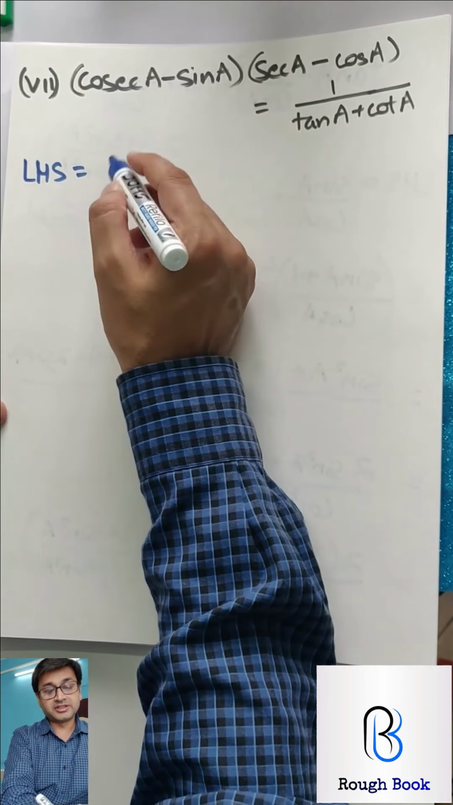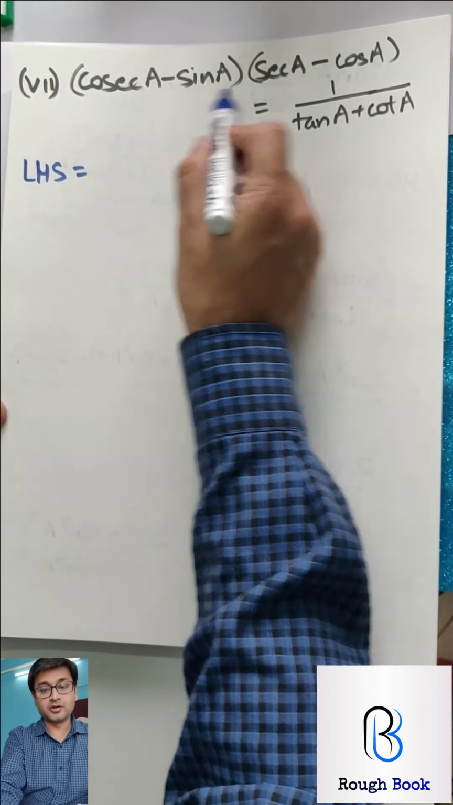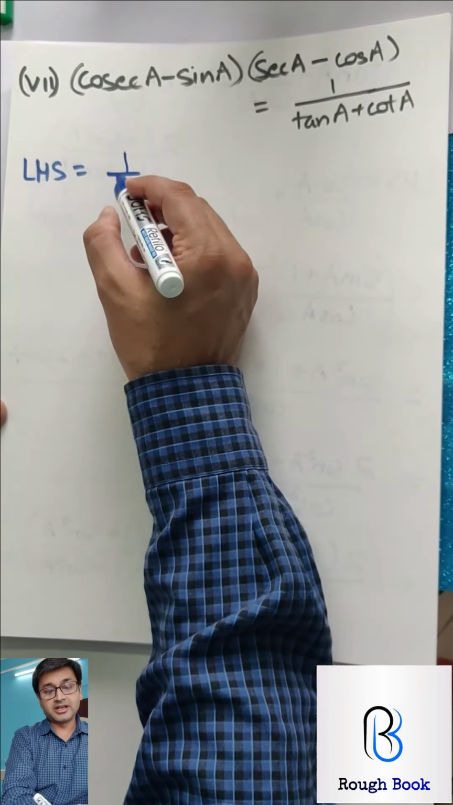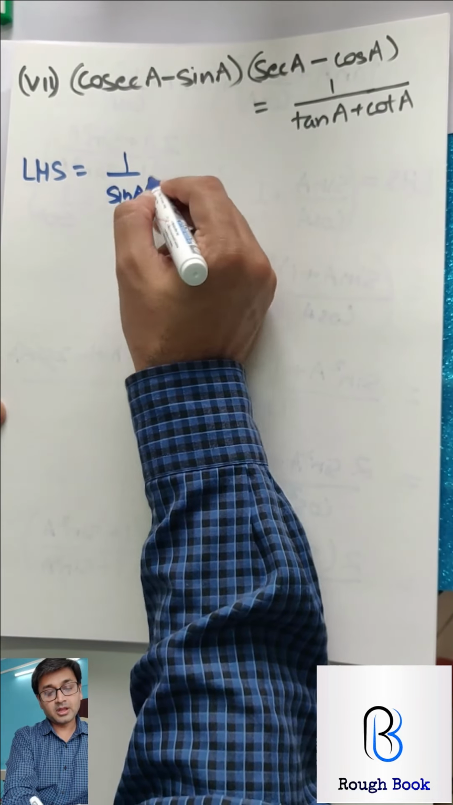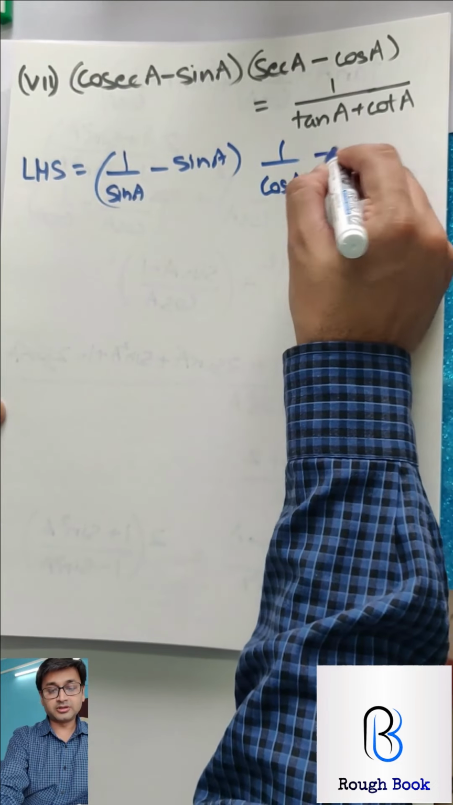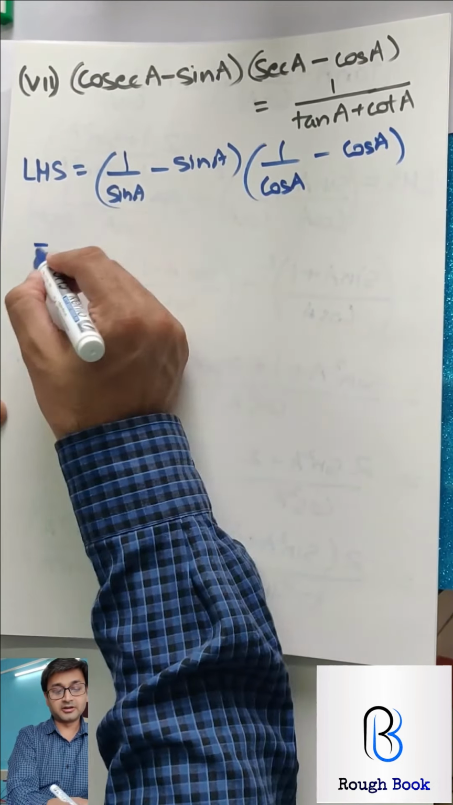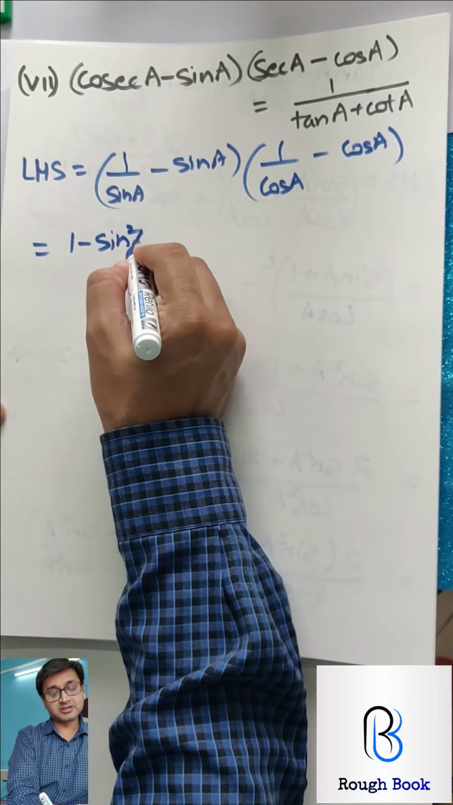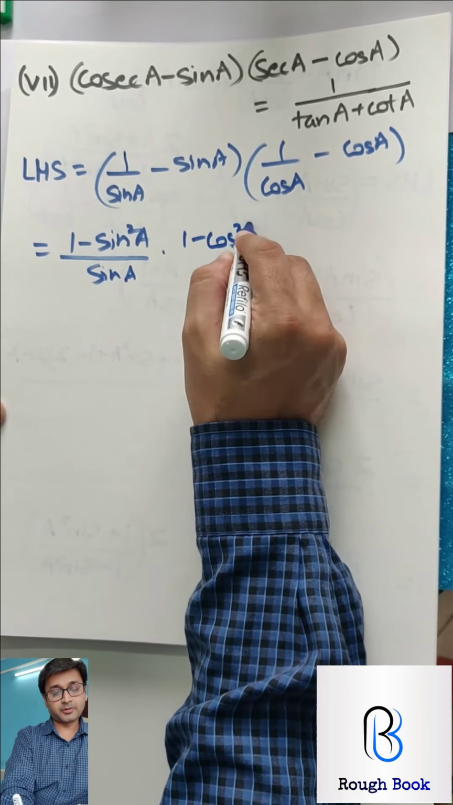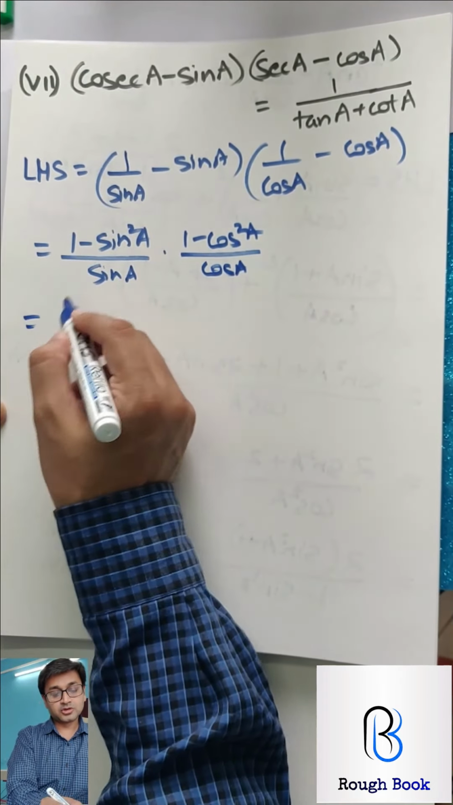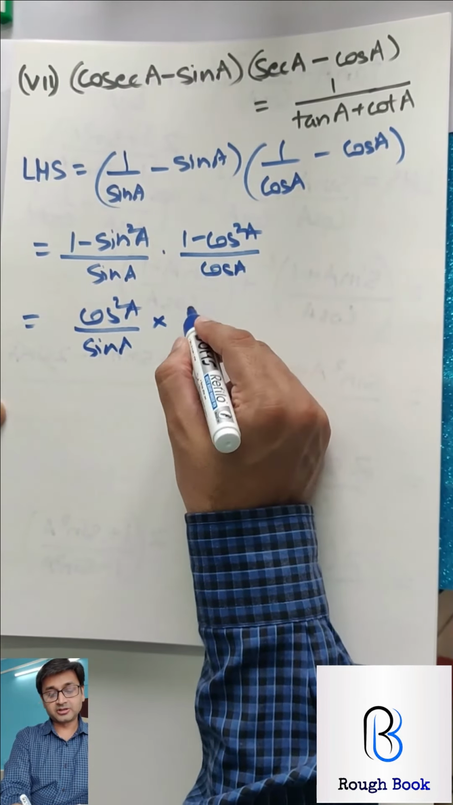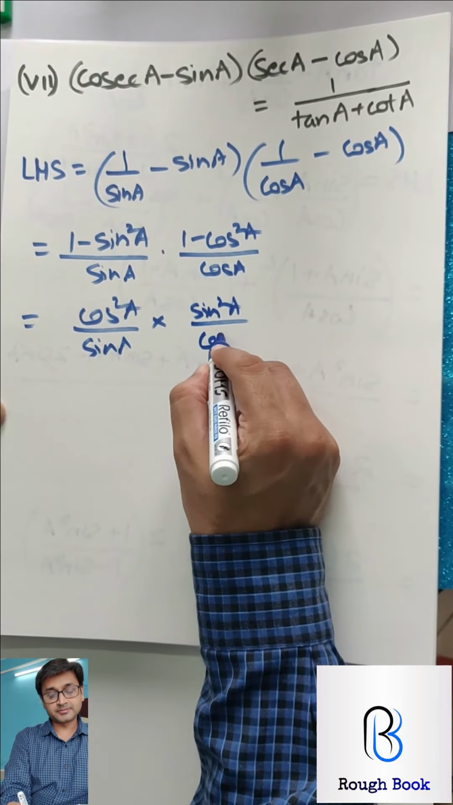Let's try it. So cosec converting to sin cos. Come on, pause your video, convert to sin cos and reach a particular simplified form. So cosec A can be written as 1 upon sin A minus sin A in one bracket. Sec A can be written as 1 upon cos A minus cos A in another bracket. So LCM, I'll get 1 minus sin square upon sin into 1 minus cos square upon cos. So 1 minus sin square is cos square upon sin and 1 minus cos square is sin square upon cos.